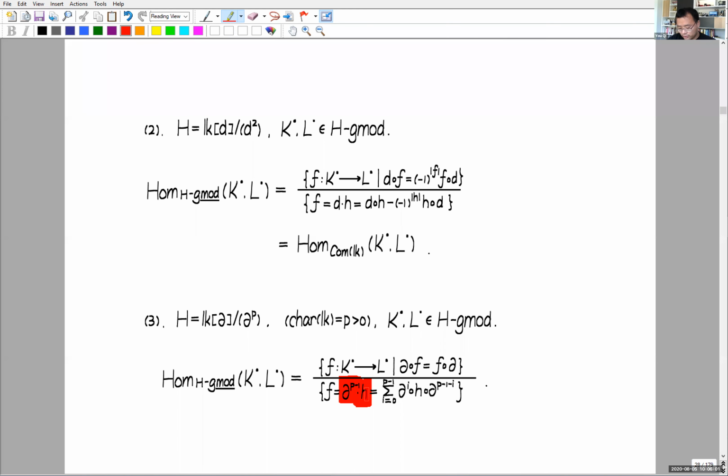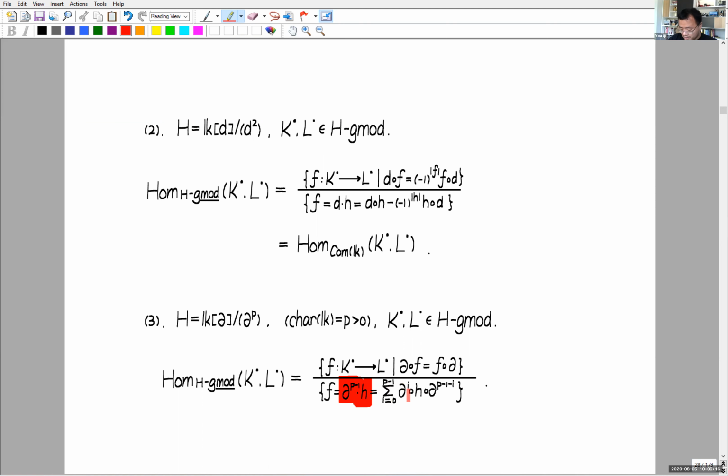And the small miracle in characteristic P is that when you work it out, all these binomial coefficients, minus 1 to the ith power times P minus 1 choose I, become 1 in this case. And so you obtain this sum of D to the I composed with H composed with D to the P minus 1 minus I. So in particular, when P equals 2, this agrees with case 2. So the Hopf superalgebra and Hopf algebra in cases 2 and 3 actually agree in characteristic 2. That's not surprising. Okay, any questions?